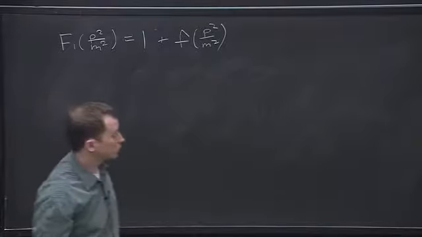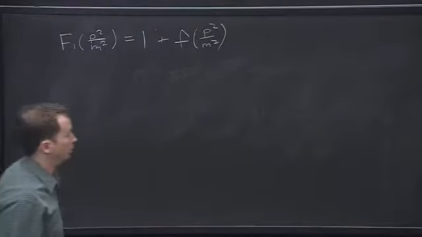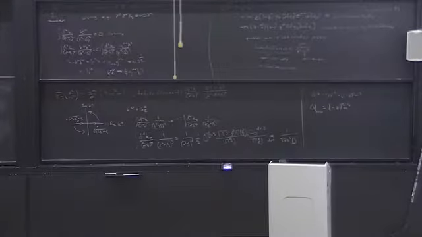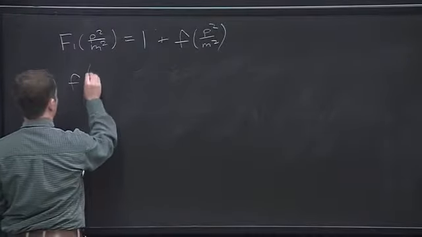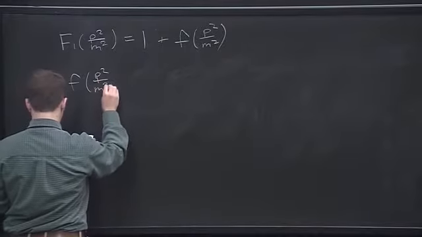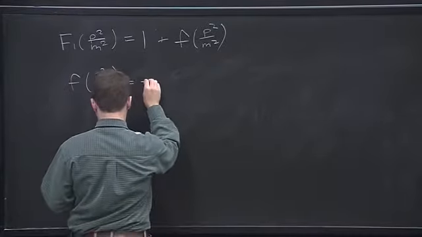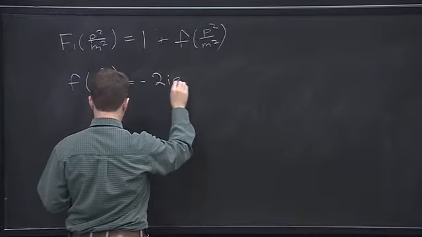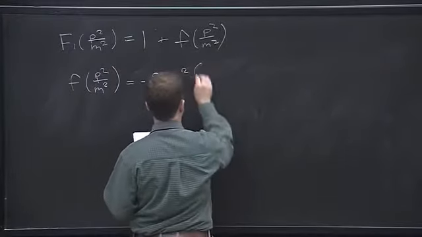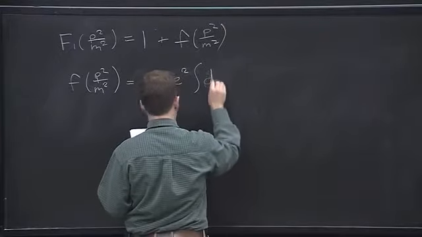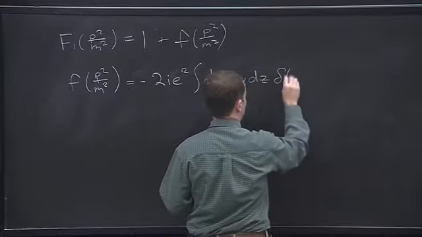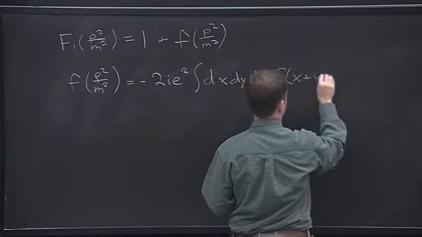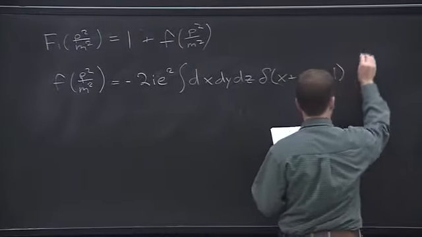Along the way, we actually computed all of the terms that come from this diagram. In particular, we computed f of p squared over m squared. Collecting our results from before, what we get is this expression.